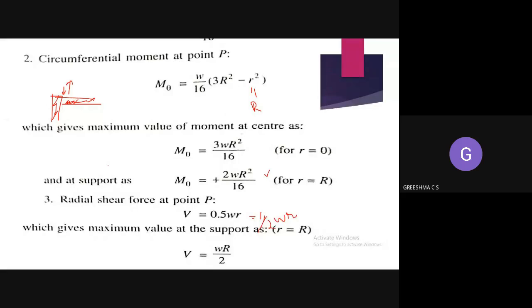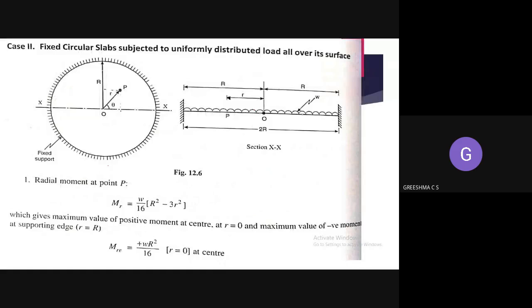In a similar way, we can see what will happen if the slab is having a fixed support and a uniformly distributed load. So you can write the second case: a fixed circular slab having a uniformly distributed load over it. Same thing, you can take a point P at a distance of r from the center. R is the radius. You can take a section over here. The section will be like this.